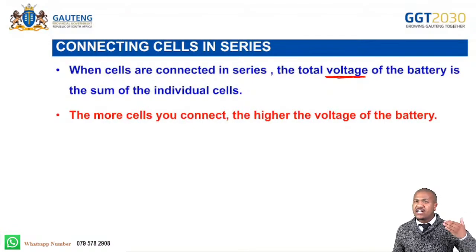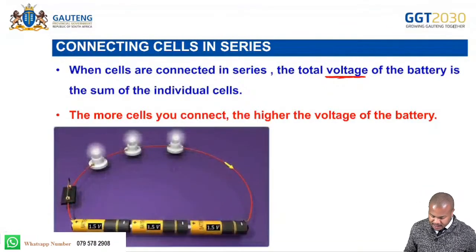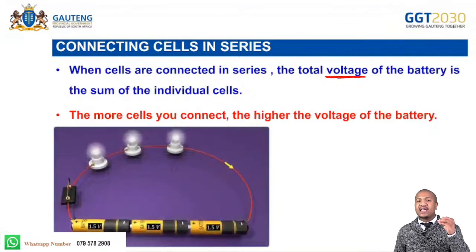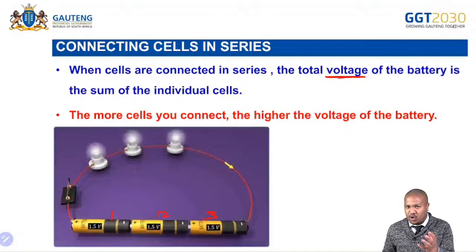So the more cells you connect, the higher the voltage of the battery. Are we together? Let's look at this example again. How many cells do we have here? We have cell 1, cell 2, and cell 3. We have 3 cells in total.